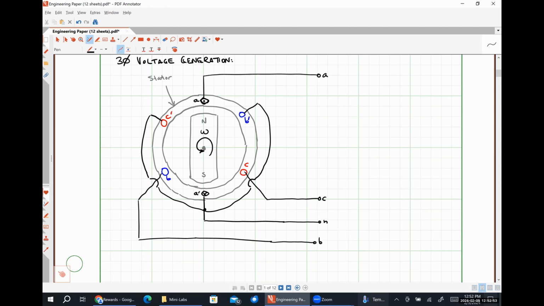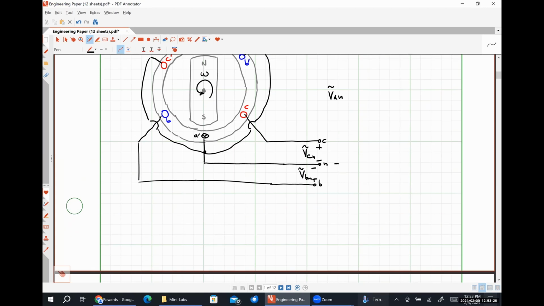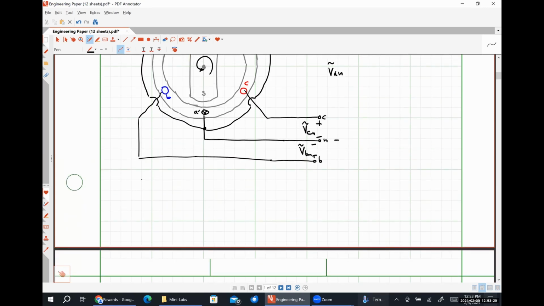So I'll have some voltage here between the C phase and the neutral conductor that I'll call VCN. I'll have some voltage here between the B phase and the neutral conductor that I'll call VBN. And I'll have some voltage here between the A phase and the neutral conductor that I will call VAN. And so what we should expect to see is something like this.